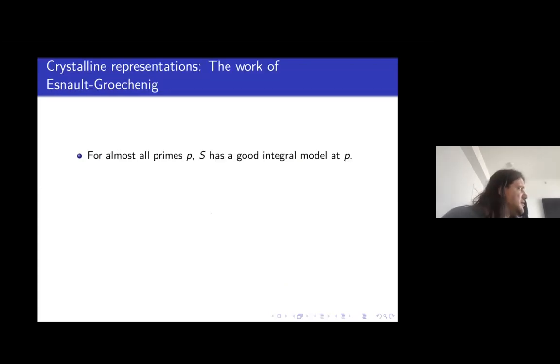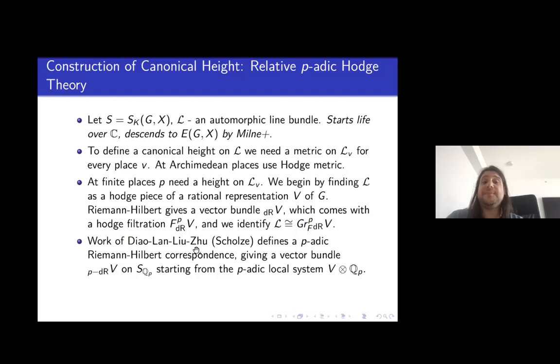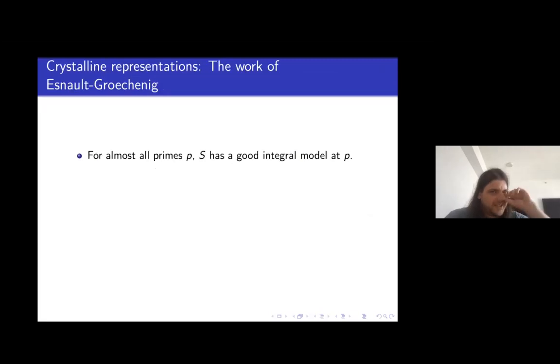And this is where the final ingredient comes in. This is recent work of Eno and Groschning, which says more than, so essentially what Lu and Zhu prove is that these things you get here are de Rham. This is why the subscript dR. One of their main theorems is that the Galois representations coming from Shimura varieties are all de Rham. Eno and Groschning upgrade that to crystalline at almost all places.